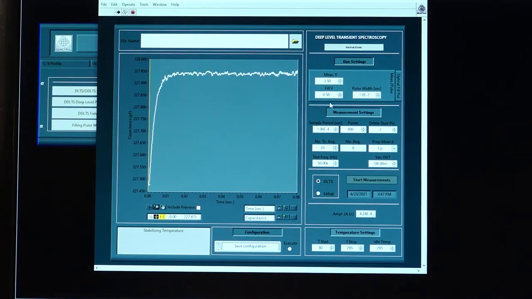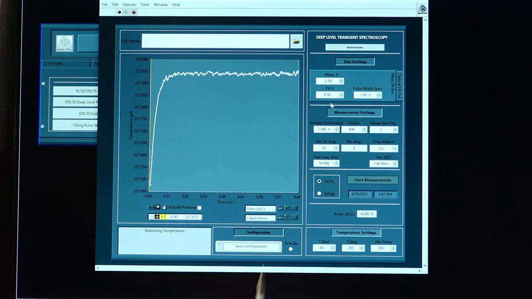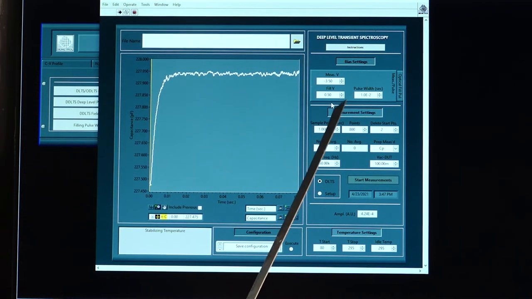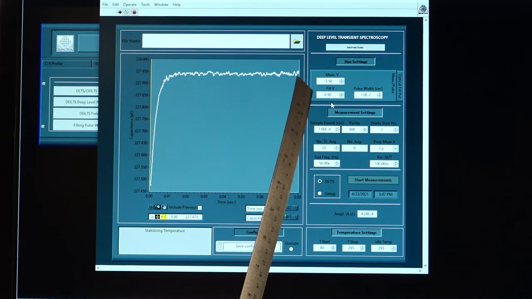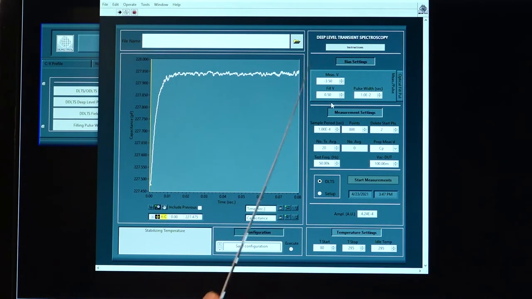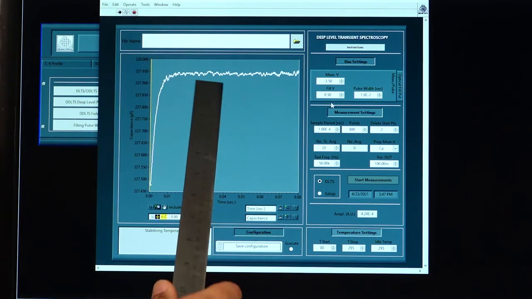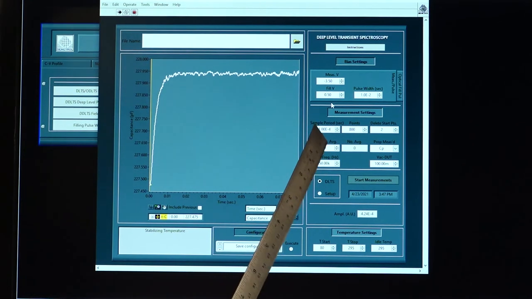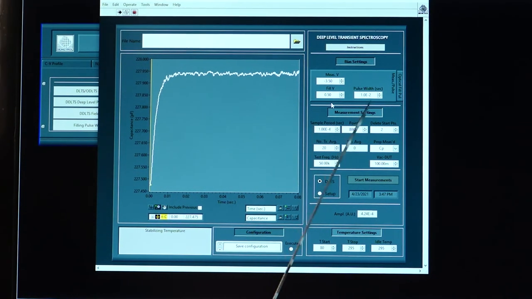One more important point for capturing good transients is to use this option of deleting start points. Sometimes when the device is switching from forward bias to reverse bias, there might be very fast transients in the beginning. That might suppress your actual signal. So for proper analysis, you can select the number of points from the beginning that you would want to delete. That would suppress this fast transient.